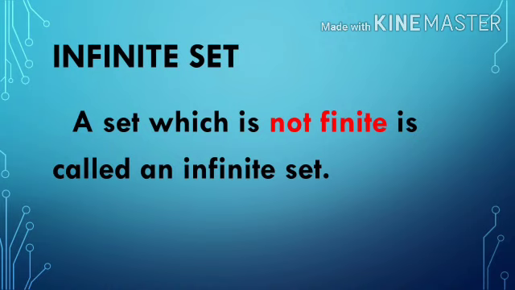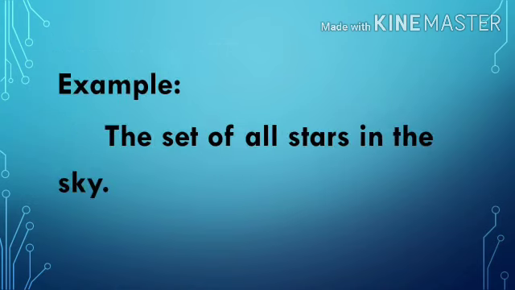Next is infinite set. The definition of infinite set is a set which is not finite is called an infinite set. That is, if the number of elements in the set is uncountable, then we should say the set is an infinite set. Example is the set of all stars in the sky. The number of stars in the sky is uncountable. So this set is an infinite set. Let's see more about these types in the following video.